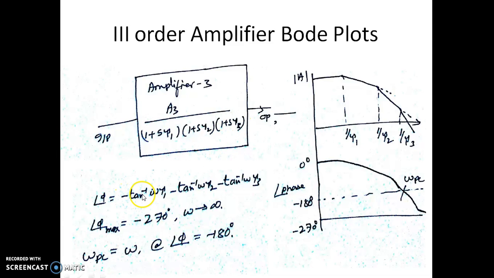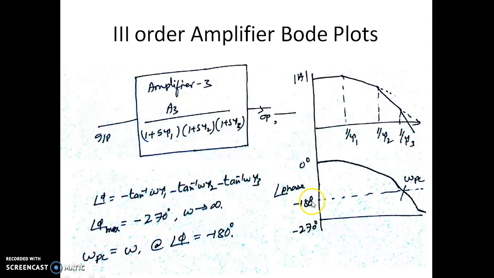Corresponding to each of the poles, the phase representation is minus tan inverse of omega tau 1, minus tan inverse of omega tau 2, minus tan inverse of omega tau 3. Substituting the value of omega from 0 to infinity, we get maximum phase as minus 270 degree at omega tending to infinity. This is how the phase keeps changing. It is 0 degree and goes towards minus 180, minus 270 degree at a particular frequency.